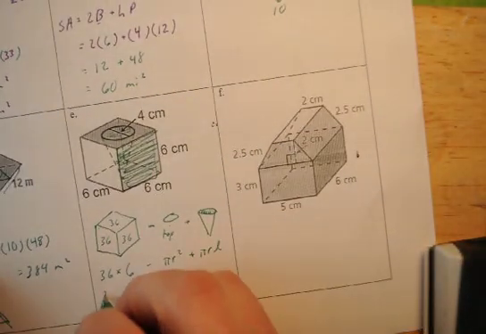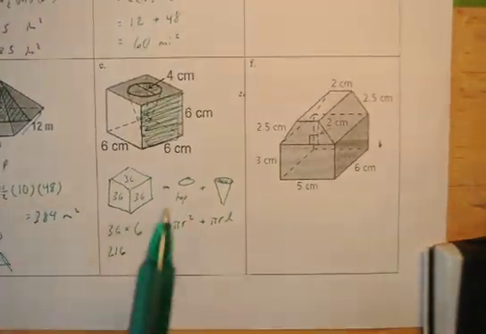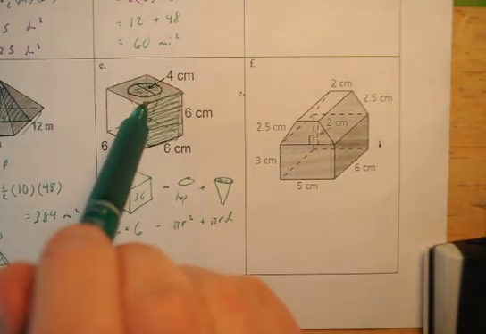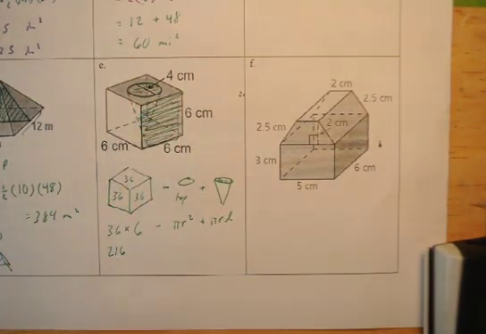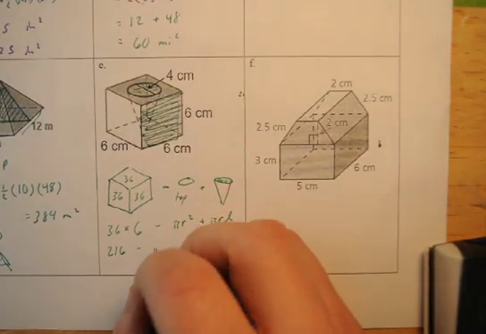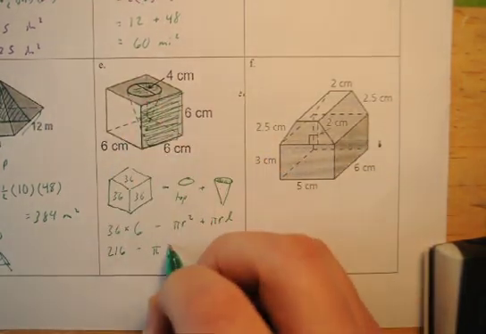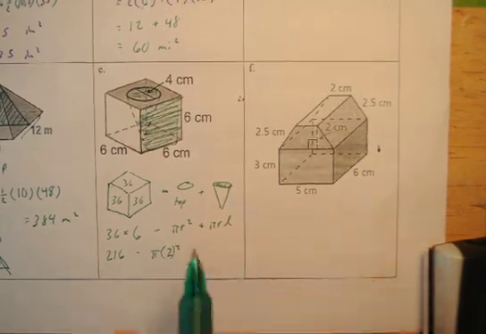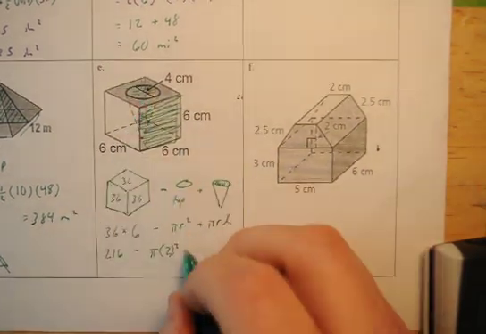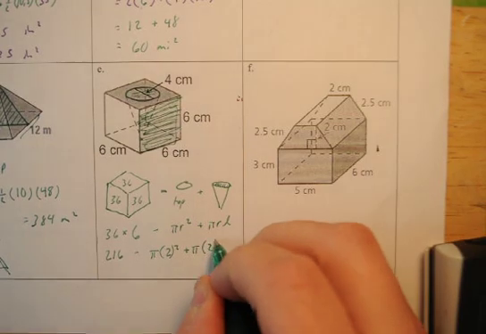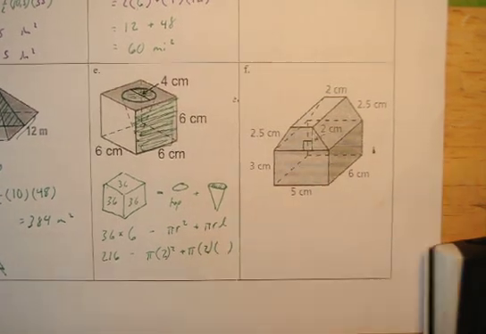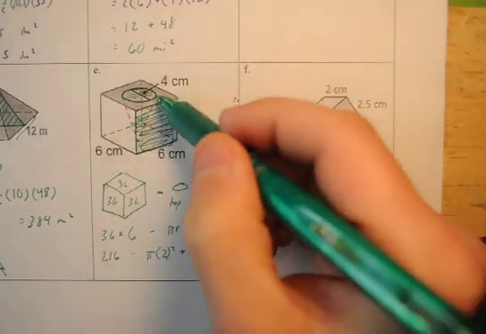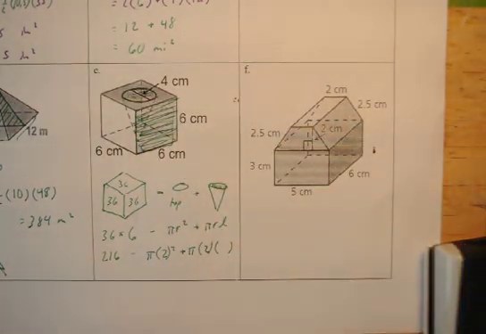216. So if we didn't do any of the cone stuff, this would just be surface area of 216. But because we put the cone in, we have to subtract pi times 2 squared because the radius of this is 2. And then the last thing we got to figure out is what is the slant height of that cone.